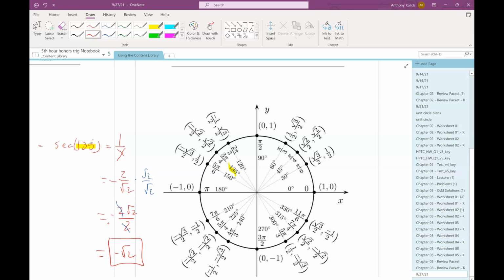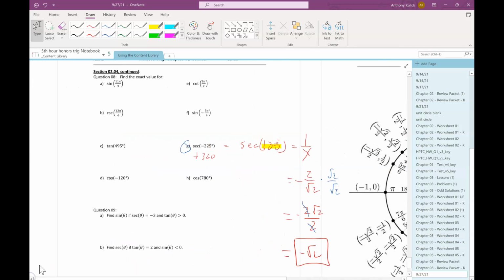Okay, Evan, what is? Oh, okay. All right. Can you guys clear your desks other than something to write with and your calculator?